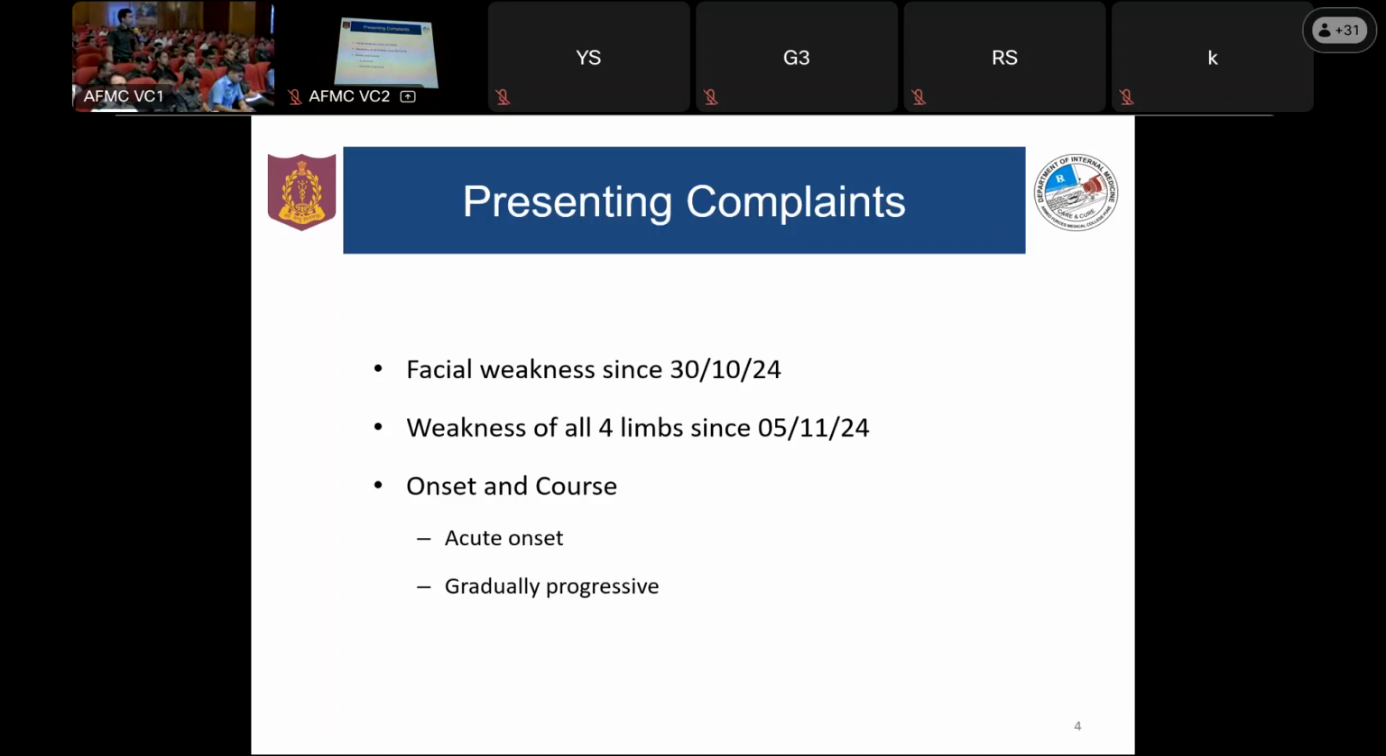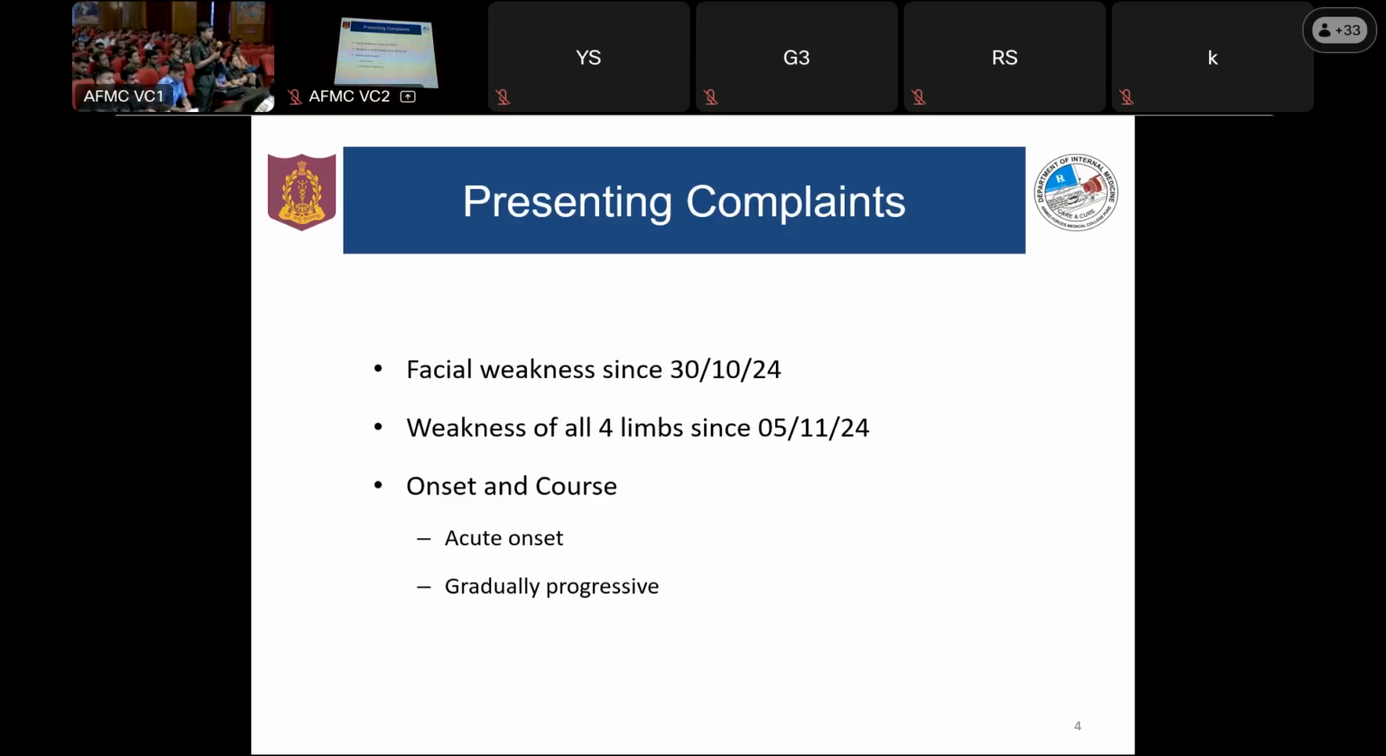It's the pattern and not the course. Major, the pattern of involvement tells about the pattern of the neurological deficit. So in this slide, which section is the pattern? The facial weakness and weakness of all four limbs defines the pattern. That is the pattern of neurological deficit. It is this pattern that tells you where in the neuraxis is the lesion, and the second half of the slide, onset and course, that tells you what the lesion is.